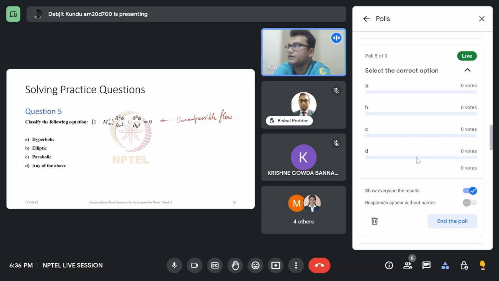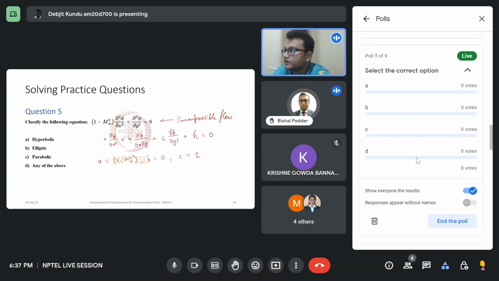So how would we approach this? First of all, if we compare this with the general equation, plus c ∂²t/∂y² plus the rest of the terms I'm writing as h equal to 0. If we compare with this, what do we have? We have a equal to 1 minus m infinity square, b equal to 0, and c equal to 1. Correct? Then how do we proceed?